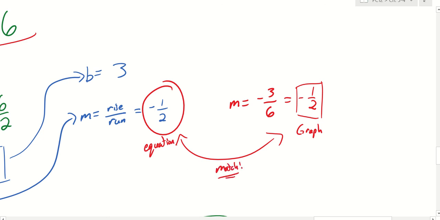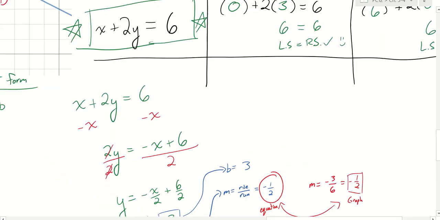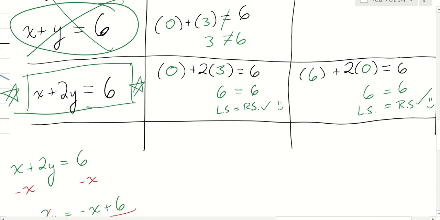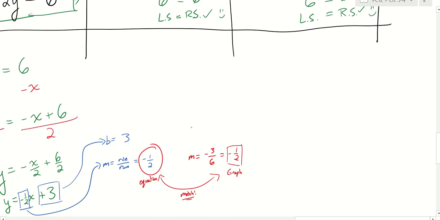But again, it's not just the slopes that have to match, it's the y-intercepts. So what is the y-intercept? Well, here is where the graph crosses the y-axis at a y value of 3. So our b value from the graph is 3, and we have another match.